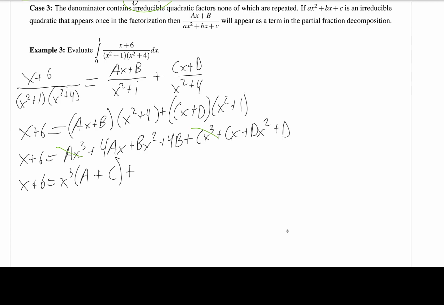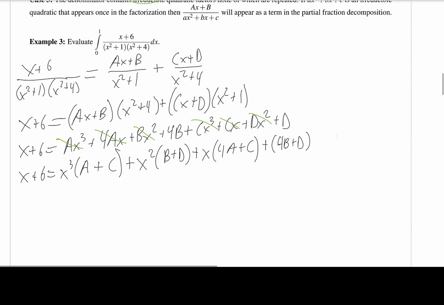Now I'm going to group the x squareds. So I have a bx squared and a dx squared. So this is b plus d. Now I look at my ones with just x attached. So this is x. We'll have 4a plus c. I also think this maybe helps y'all see where I'm getting some of these numbers from. And then we'll have 4b plus d. Okay.